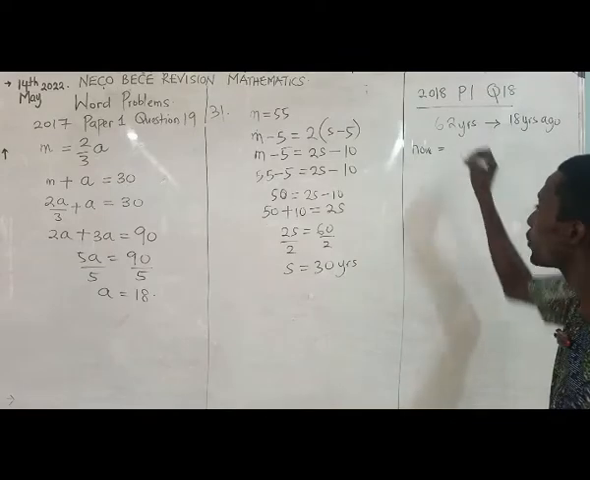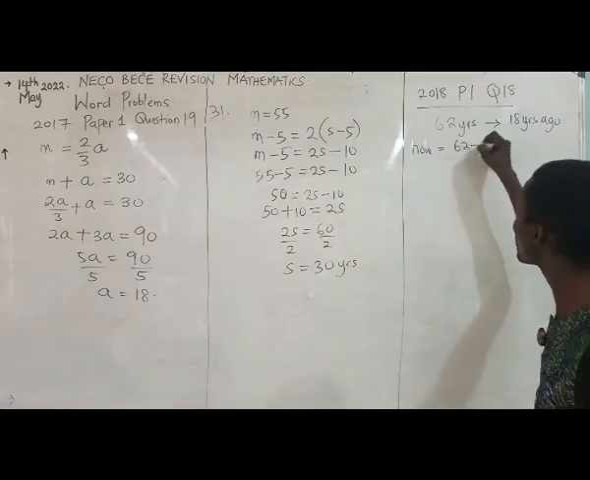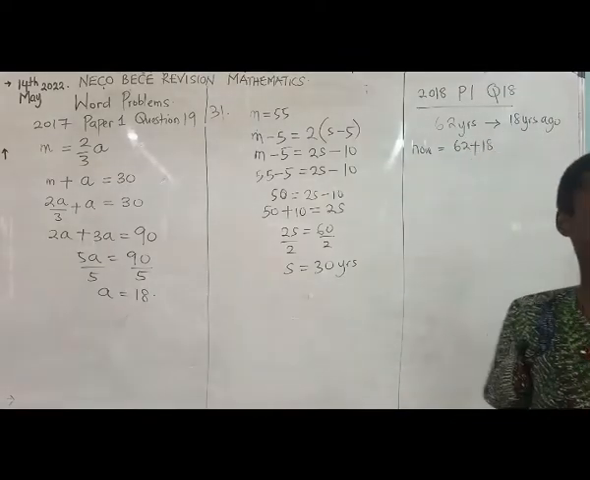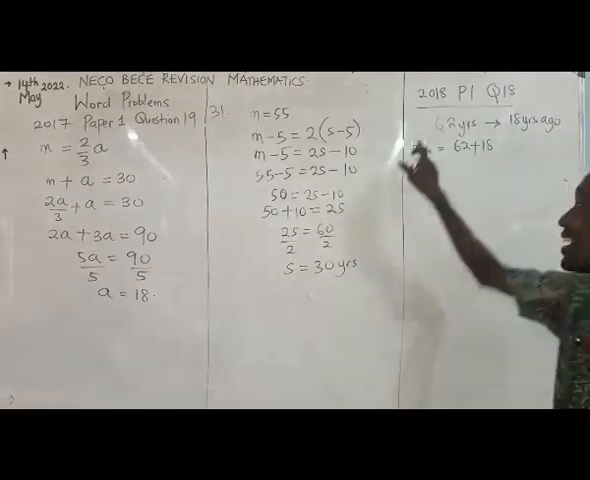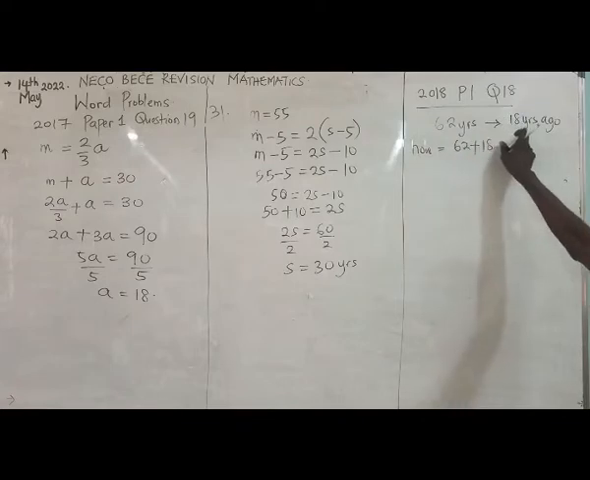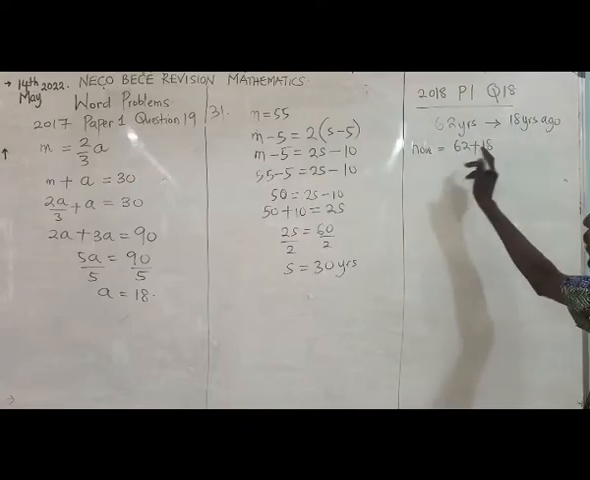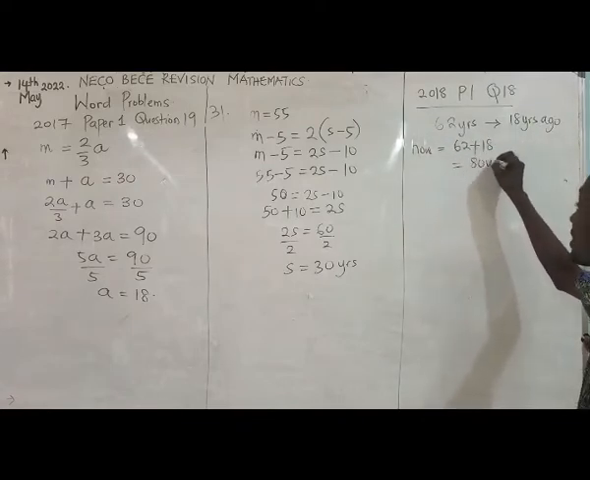Now, he will be what? 62 plus 18. Ago always suggests back. 62 years, 18 years ago. So what's his age now? It will be 80 years.